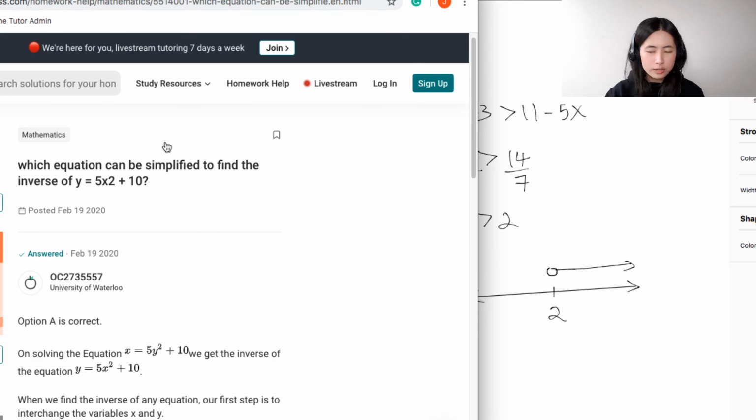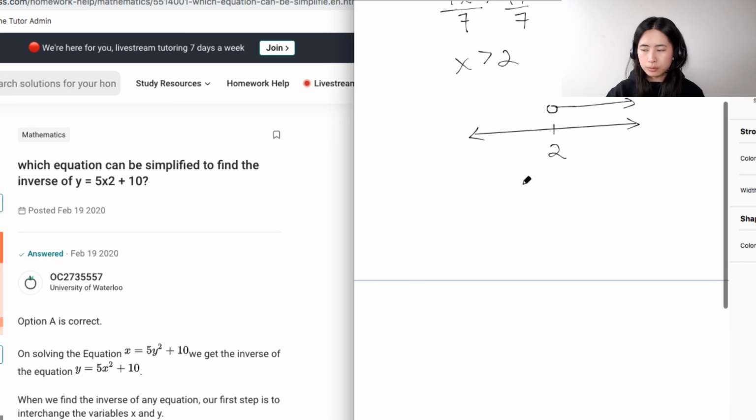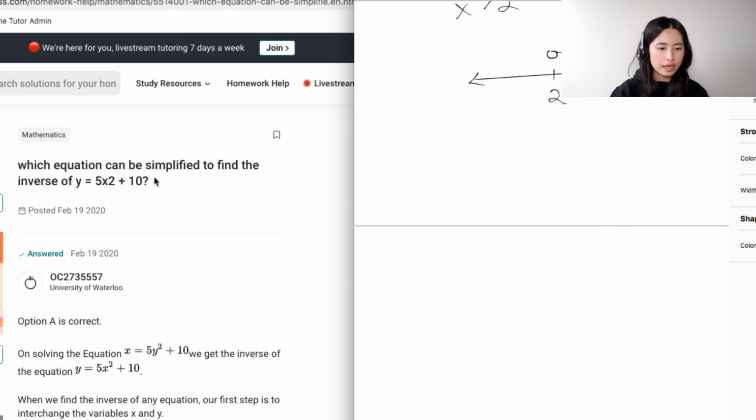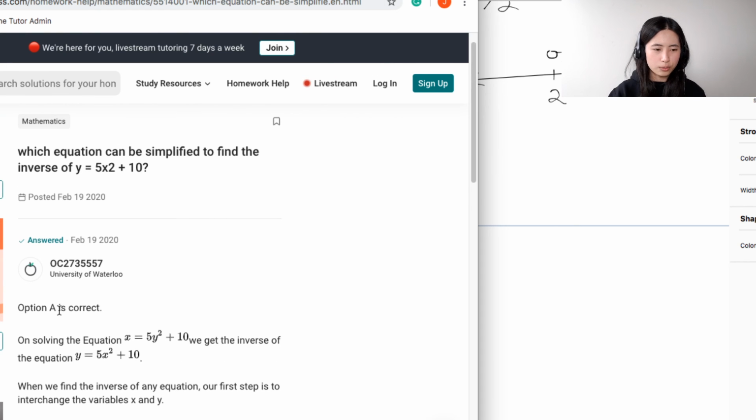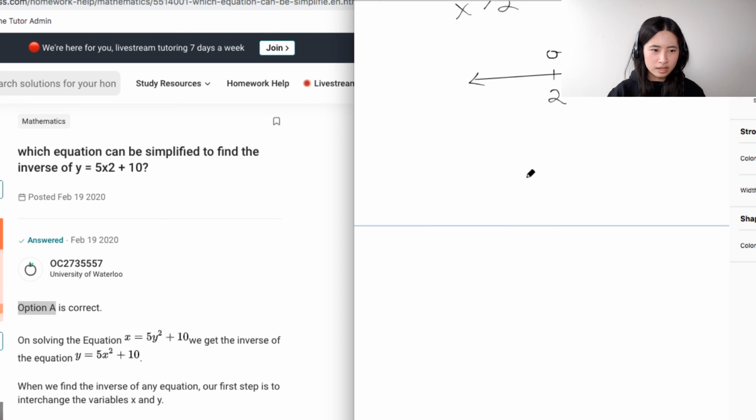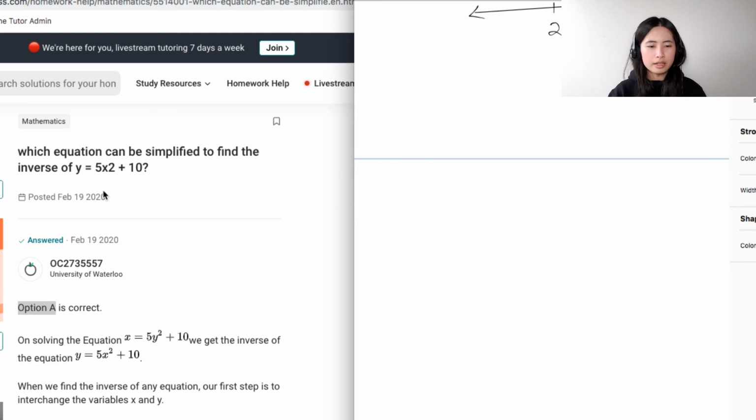So moving on to this question, we have: which equation can be simplified to find the inverse of y equals 5x squared plus 10? So anytime you're trying to find an inverse of a function, and again, we don't have any options here, so just omit option A. But anyways, the goal here is to find the inverse of y equals 5x squared plus 10.